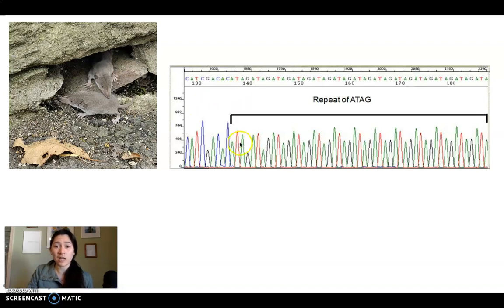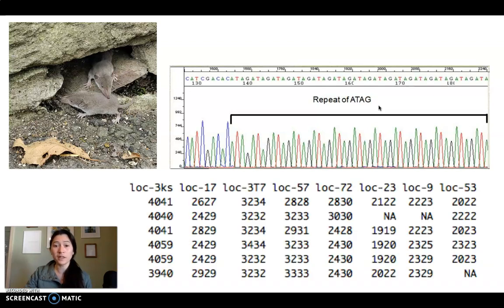So remember, a microsatellite is a repeat of certain nucleotides. In this example, this microsatellite is a repeat of the sequence ATAG, and the allele data you get from these microsatellites is how many repeats there are of that sequence. That's what varies across individuals, across alleles, is how many repeats you have. So they used 8 different microsatellite loci for this particular study.